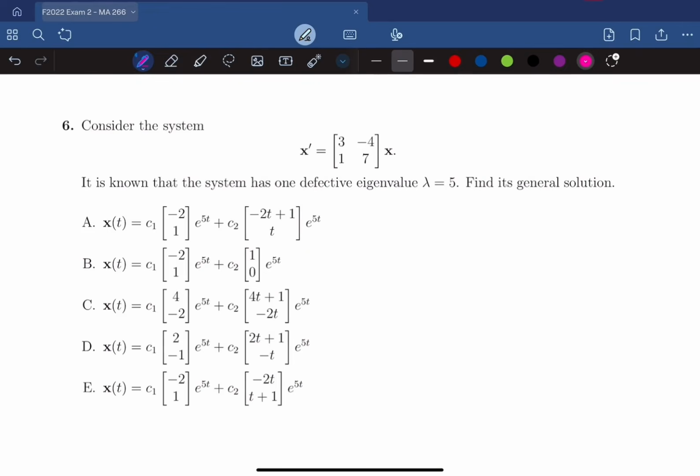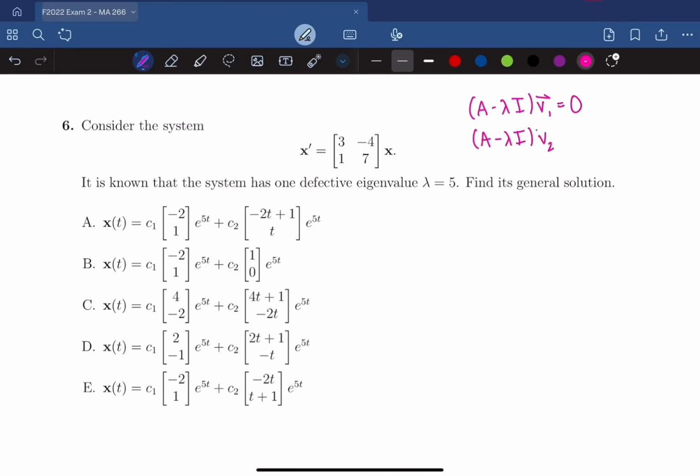Alright, so for problem 6, we have a system of the form x prime equals Ax. It gives us a defective eigenvalue of lambda equals 5, which means it's repeated, and it's asking us to find its general solution. So this problem is going to use this property. We have (A minus lambda I) times v1 equals 0. This is something you're probably familiar with. This is just how you find any eigenvector. And then the second one is what you do if you have a defective eigenvalue.